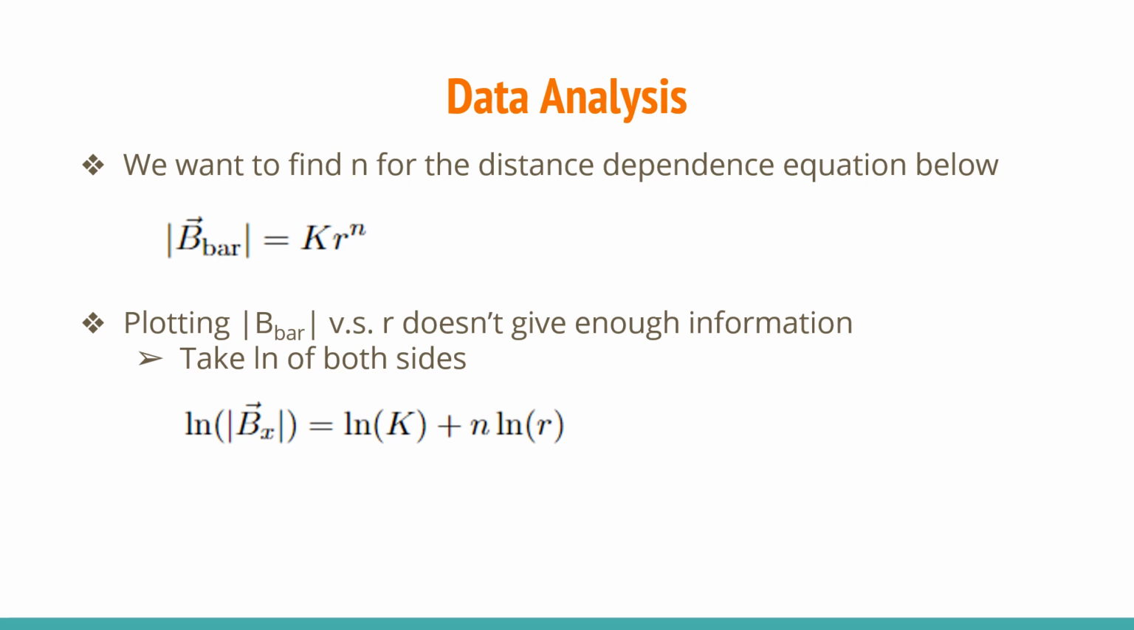is. However, if I take the logarithm of both sides of the initial equation, I get natural log of Bx equals natural log of K plus N times natural log of R. Because natural log of Bx and natural log of R vary, but N is a constant and K is also a constant, this plot will give a straight line with slope N and intercept natural log of K.